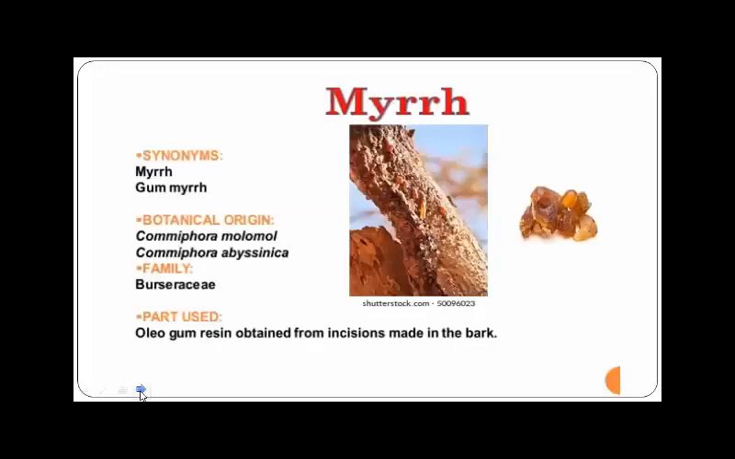The next drug we have is myrrh, also called gum myrrh. Its biological source is Commiphora molmol or Commiphora abyssinica and belongs to the family Burseraceae. It is an oleogum resin which is obtained from the bark after incisions. As you can see in the figure, after the incision of the bark, the oleogum resin oozes out.